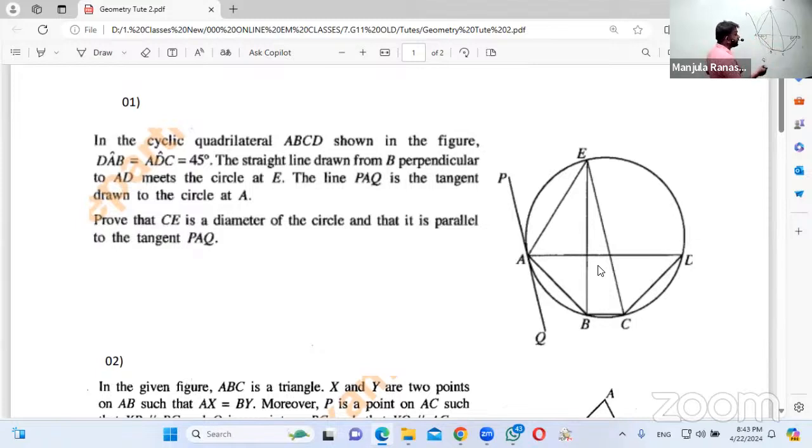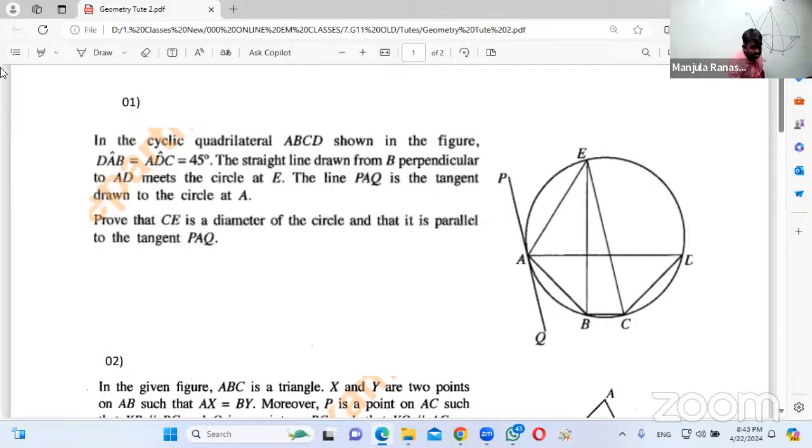Perpendicular to AD, so here we have to put the 90 degree. Perpendicular means they are creating 90 degree. The line drawn perpendicular to AD meets the circle at point E. That is fine. The line PAQ is the tangent drawn to the circle at A. Prove that CE is a diameter of the circle, and that it is parallel to the tangent PAQ.